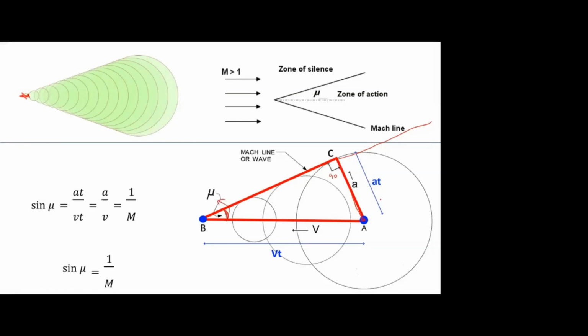So this distance I know is At, this distance is Vt. Now if I write sine mu, it will be At by Vt. The t gets cancelled, so it should actually be a capital V. It's a velocity. I mistakenly typed a small v. So A by V will be equal to 1 by M. So the Mach wave formula is sine mu is equal to 1 by M.